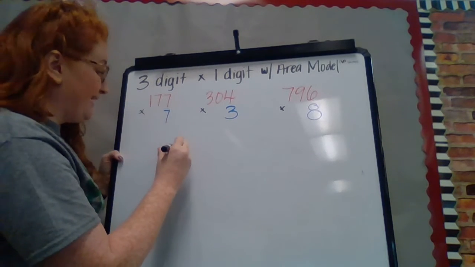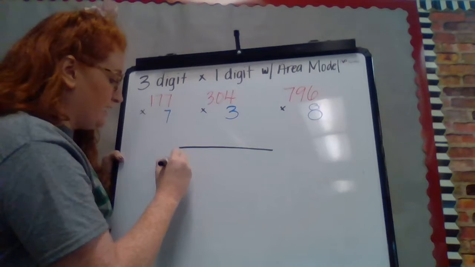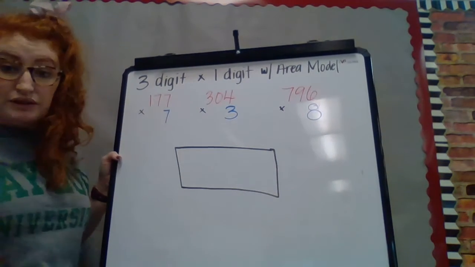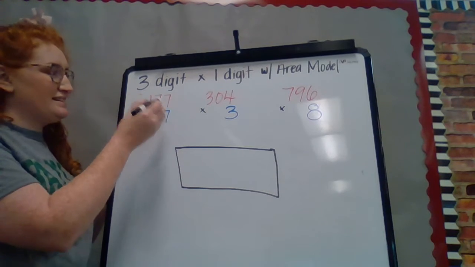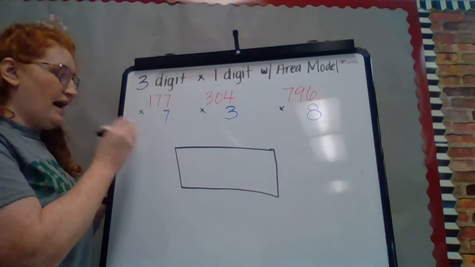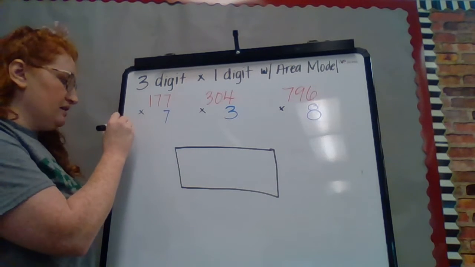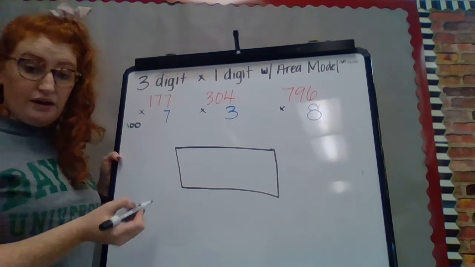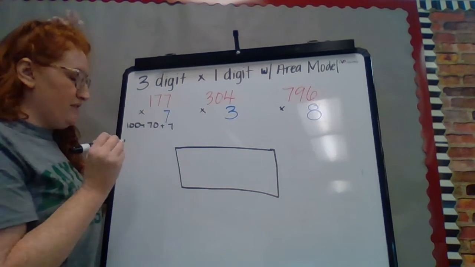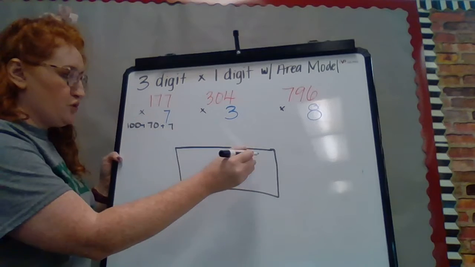So I'll show you. Like I said, I like to make mine pretty large, so I make sure I have enough room. First number that we're looking at is 177. If I'm splitting this up into expanded form, I know that 177 gets split up like this: 100 plus 70 plus 7. So now I have to make 3 spots.